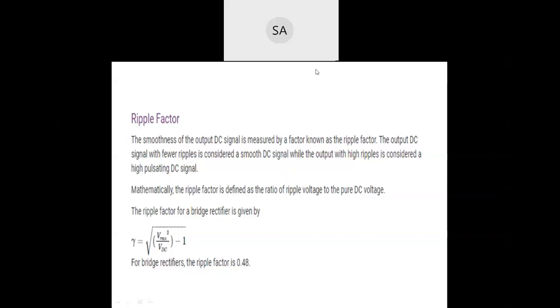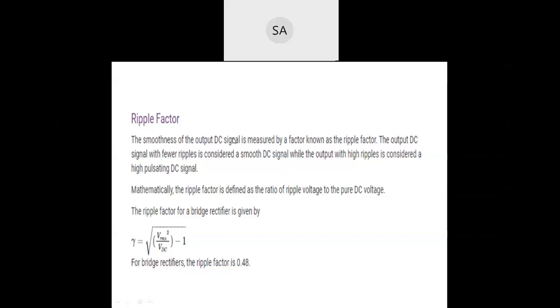So what is the IDC? IDC follows a similar equation, that is 1 by pi into the integral from 0 to pi of I d theta. So I is equal to Im sin theta d theta. So Im by pi into minus cos theta, with limits 0 to pi. So you will get IDC is equal to 2 Im by pi.